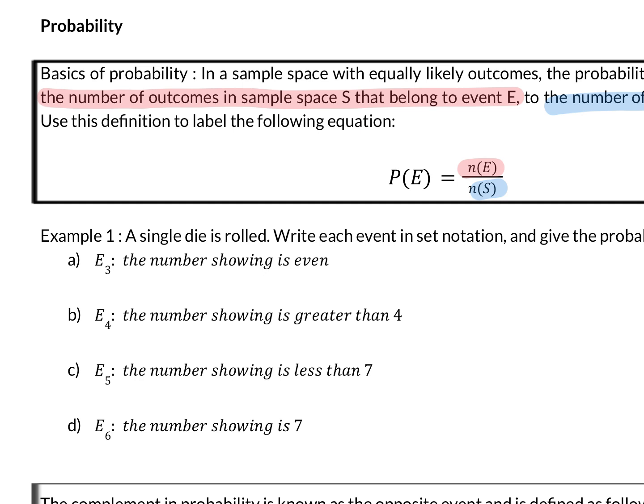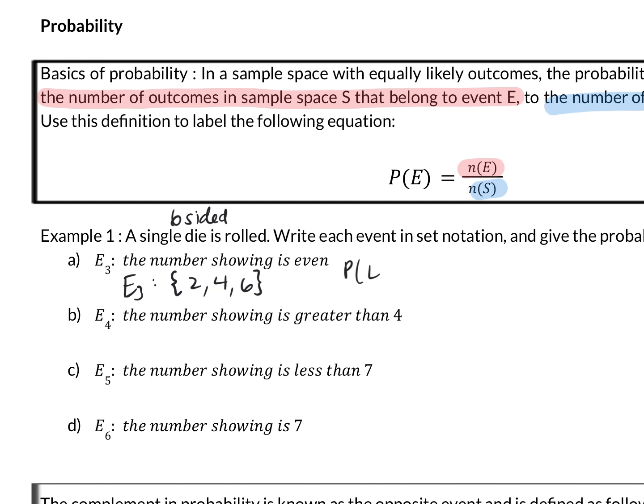I'm going to say it's a 6-sided dice because technically there's more than a 6-sided dice out there. So we have a 6-sided dice, and we're going to write the event in set notation. So for letter A, I've got E, that's our event, the number showing is even. If I have a 6-sided dice, the numbers showing that are even would be 2, 4, and 6. That's my sample space belonging to that event, right? The number showing is even. So 2, 4, and 6, those are the only options of my dice that are even. So I take that total number, I've got 3.